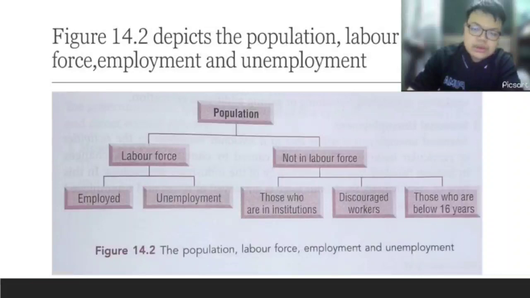As you can see in this graph, we can understand which part is labor force and which part is not in the labor force. As you can see, population can be split into labor force and not in the labor force. In the labor force, we have employed and unemployed. While not in the labor force, we have those who are in institutions, discouraged workers, and those who are below 16 years.